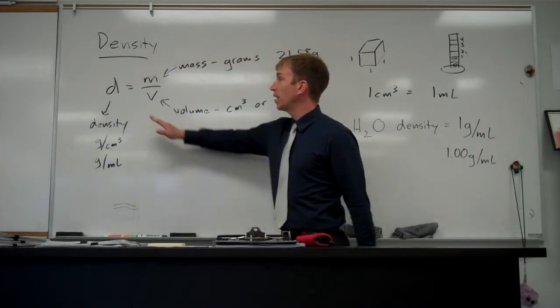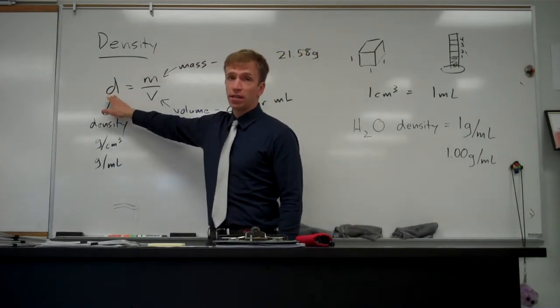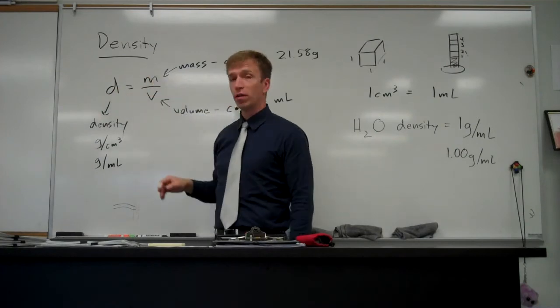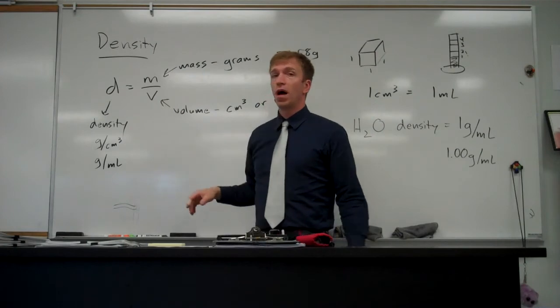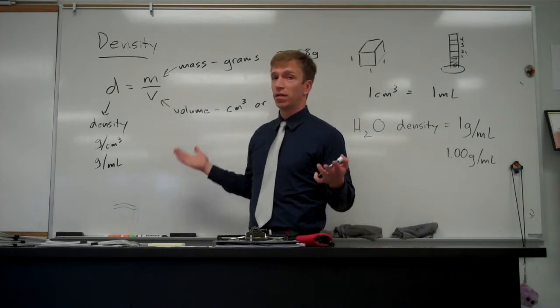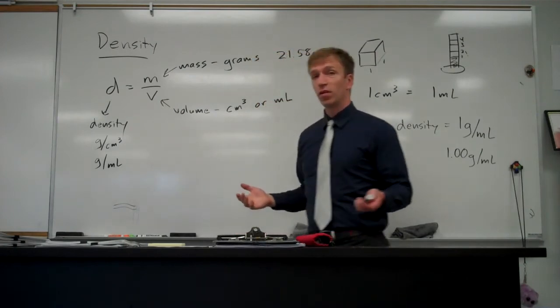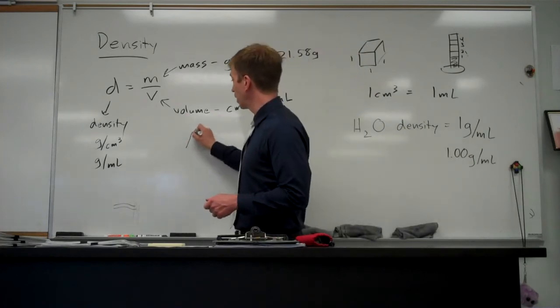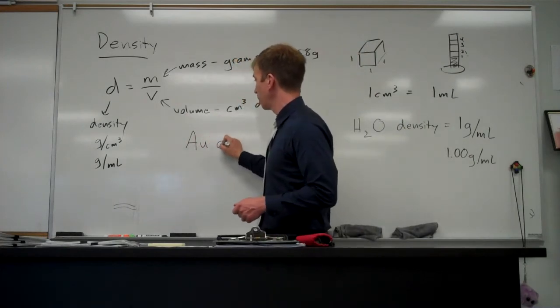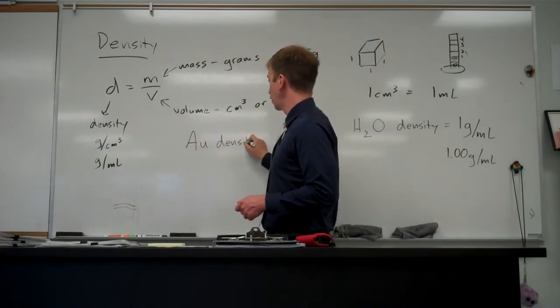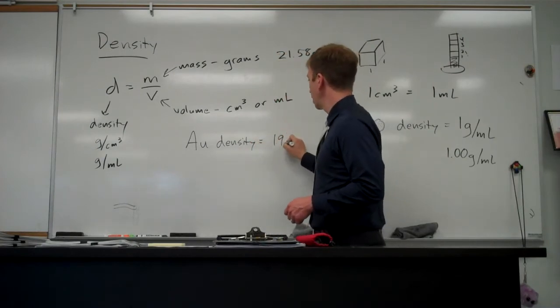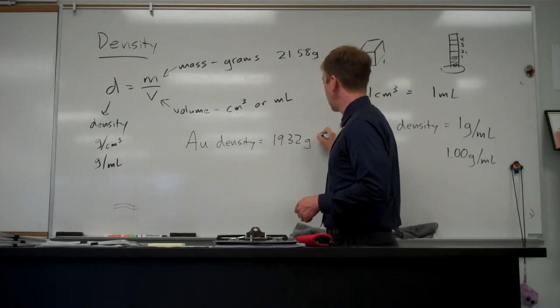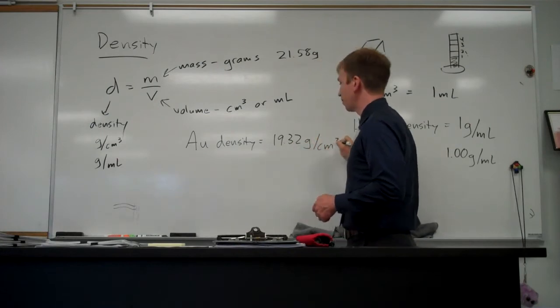Now, in some cases in this class, you'll have to calculate density when I'm giving you mass and volume, but in other cases, I won't give you mass and volume. I'll give you 2 out of the 3 variables here, and you'll have to calculate the third. Let me give you an example. Gold, the chemical symbol of gold is Au, and the density of gold is 19.32 grams per cubic centimeter.